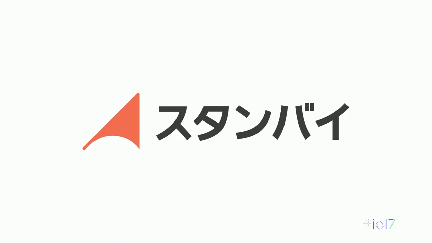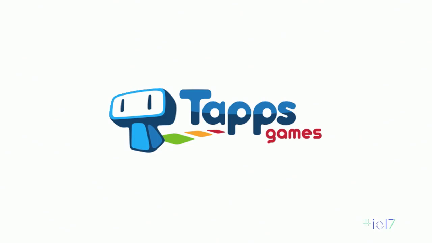Standby is a job portal in Japan that connects employers with job seekers. They use real-time database to power their in-app chat feature, much like what we showed earlier today, allowing job seekers to directly chat with potential employers. They also use Firebase cloud messaging to send out push notifications, and they found that it resulted in doubling their conversion rate. Taps Games is a game studio based in Brazil. They use the real-time database and cloud functions to sync game states in multiplayer games.